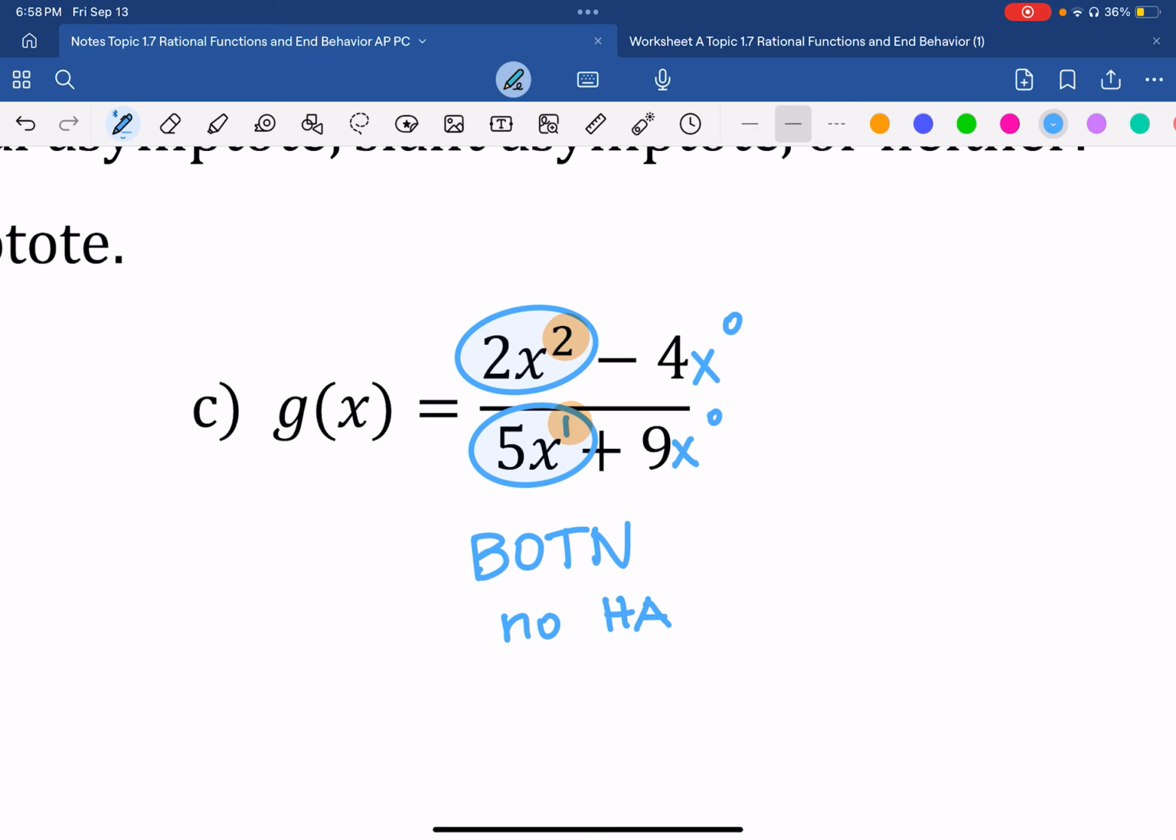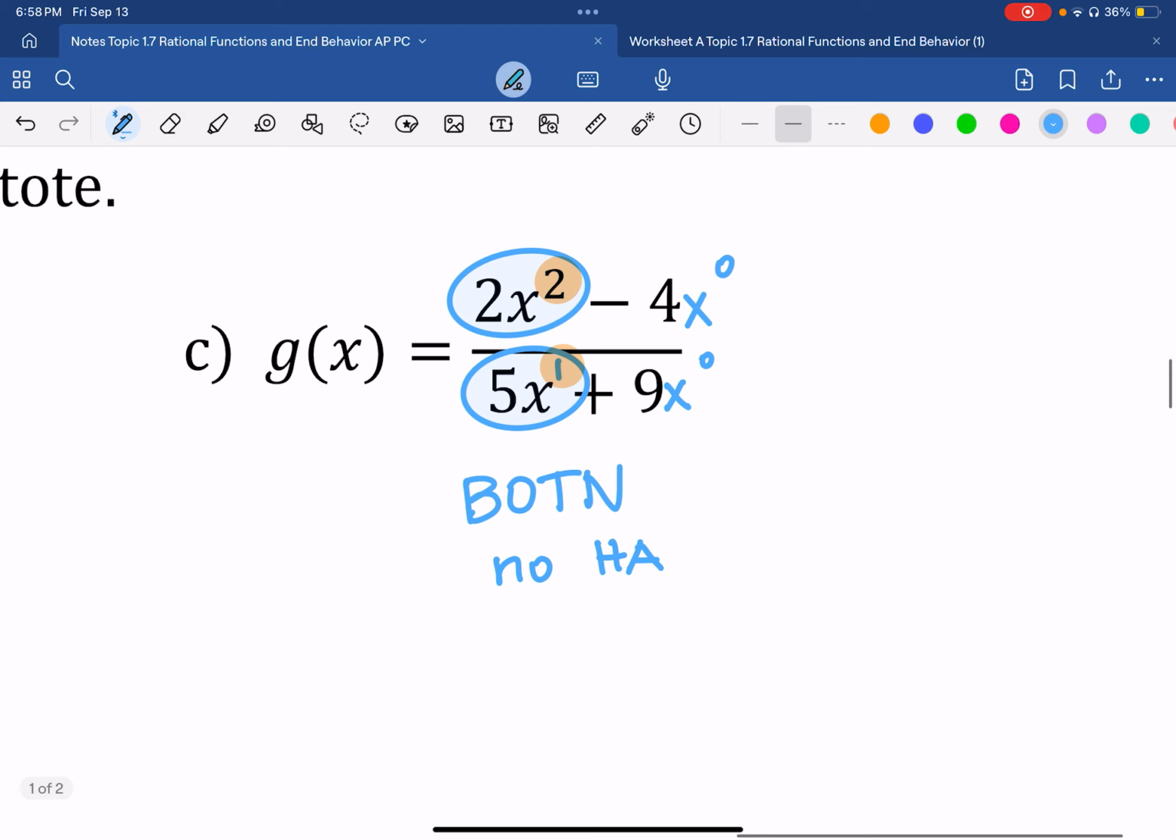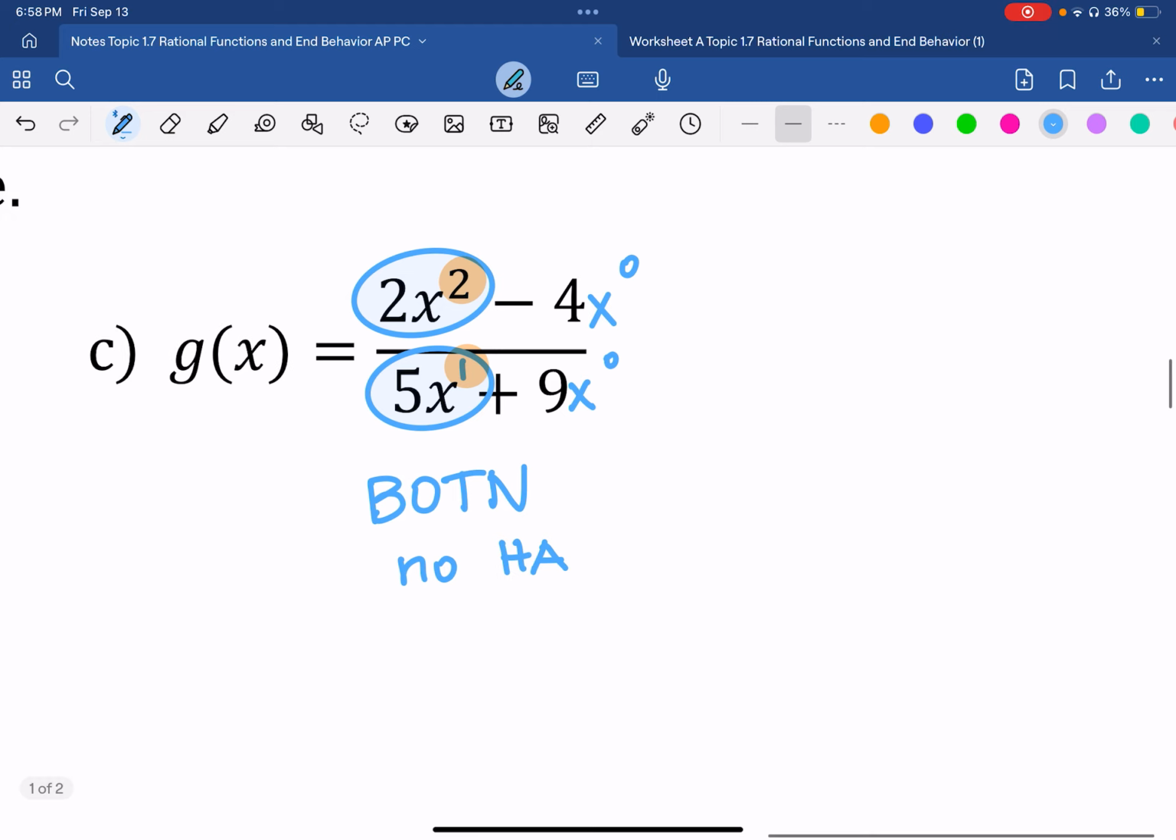Now the question also asks, could there be a slant asymptote? Remember, for there to be a slant asymptote, the degree of the numerator has to be exactly 1 more than the degree of the denominator. Sorry, I said that wrong. So my degree in the numerator was 2. I can subtract the degree of the denominator, which was 1, and that equals exactly 1. So that means that this one does have a slant asymptote.